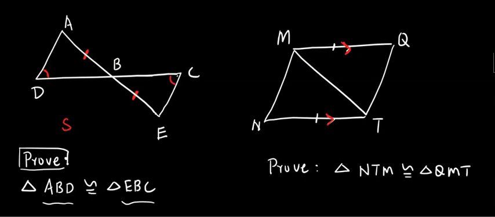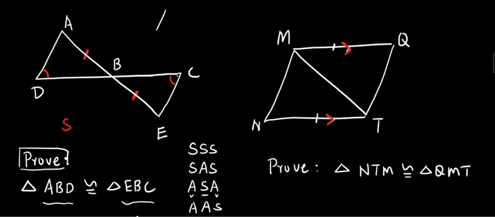Think about all these previous rules you learned. You learned side, side, side. You learned side, angle, side: two sides with included angle. You learned angle, side, angle: two angles with included side. You also learned angle, angle, side.